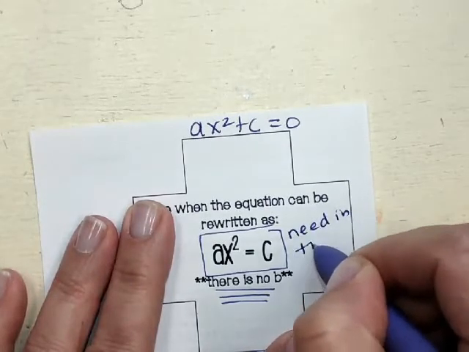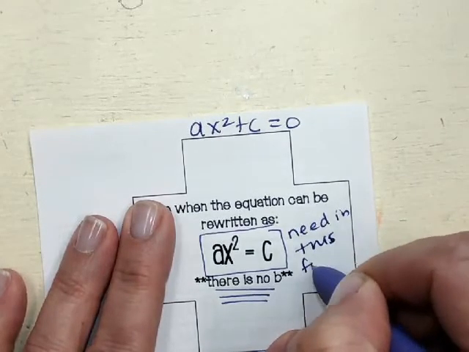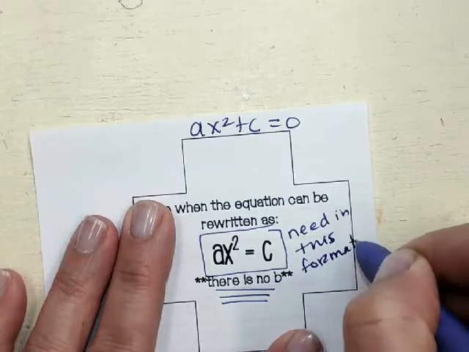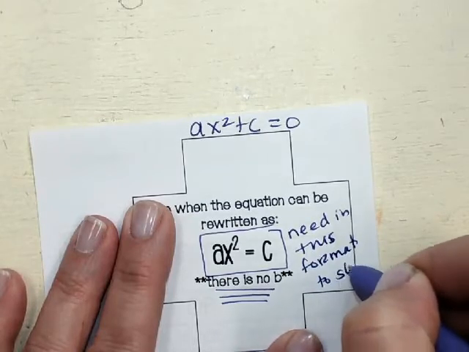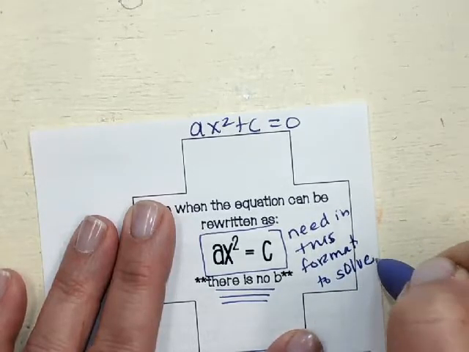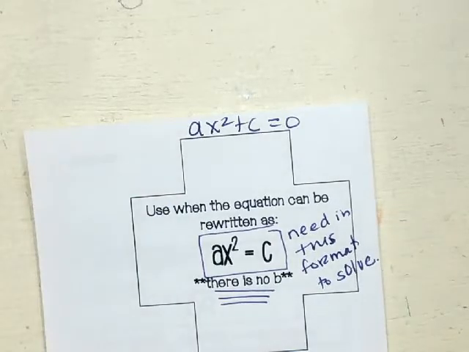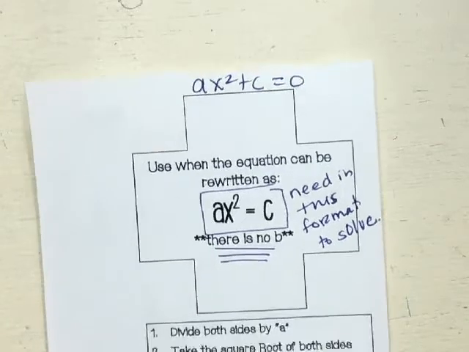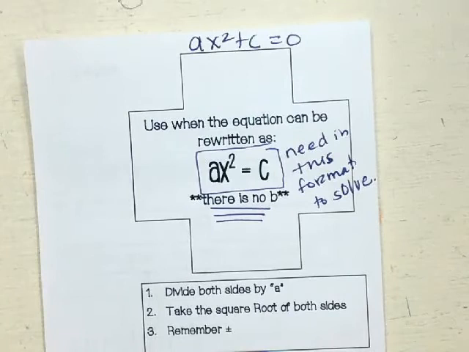So we're going to put it in this format to solve. And I hate to say that it's going to be like that every time, because there may be some situations where we don't necessarily put it in that format. Anyway, that's what you need it to look like. You need the squared term on one side and the constant on the other. So you're just solving it for x now.